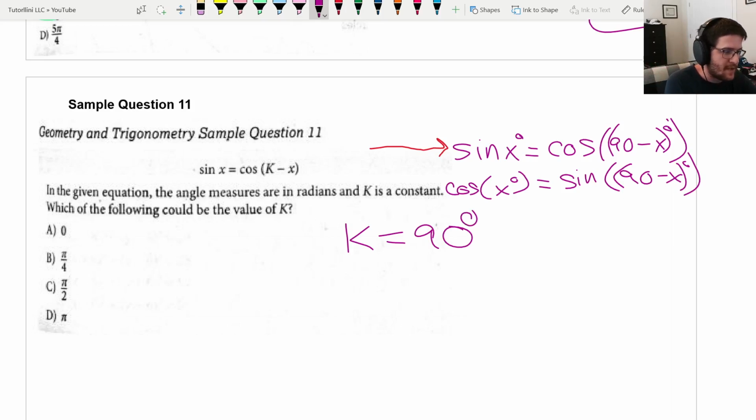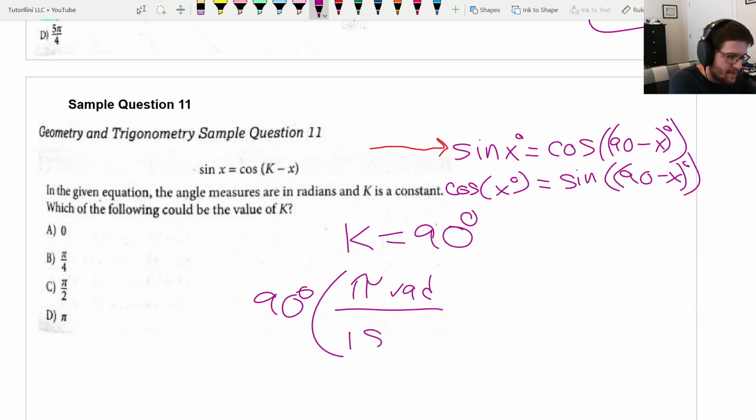So you just need to convert the 90 to radians. So let's do 90 degrees just like we did before. Pi radians over 180. The degrees cancel.